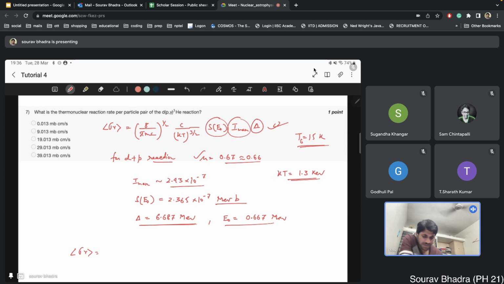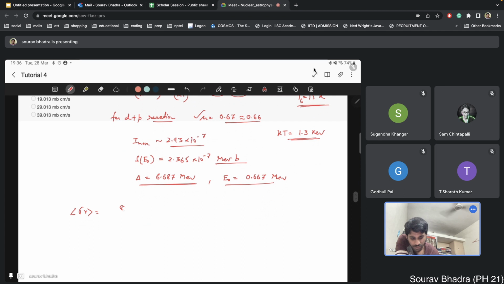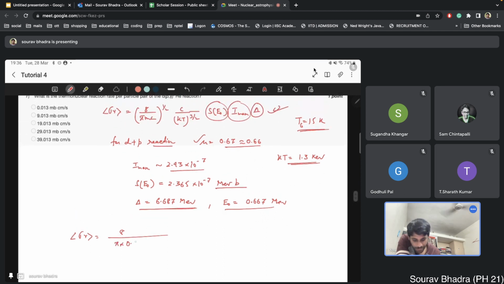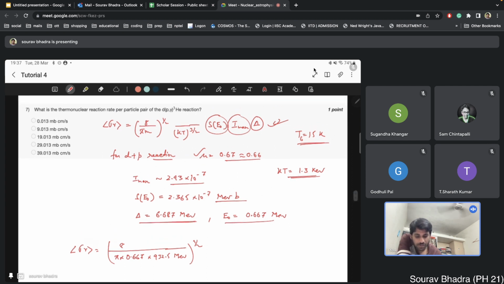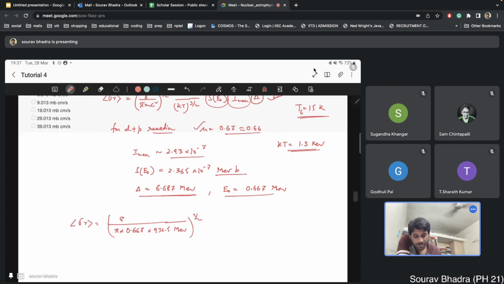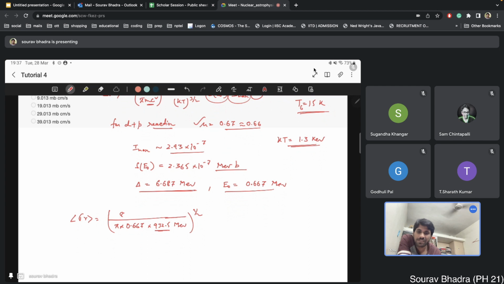They should have given some temperature, but I think it is a continuation of the previous problem, that's why they have not given it. So 8 by pi into m, where m is 0.667, let us put the exact value, times 932.5 MeV. Here there will be a c square. The actual expression was 8 by pi m to the power half, 1 by kT, and the other terms we have just multiplied by c and c square. That means just multiplying and dividing by c, so for our case we can write mc square directly as 932.5 in mc square units. That's why we have done that.